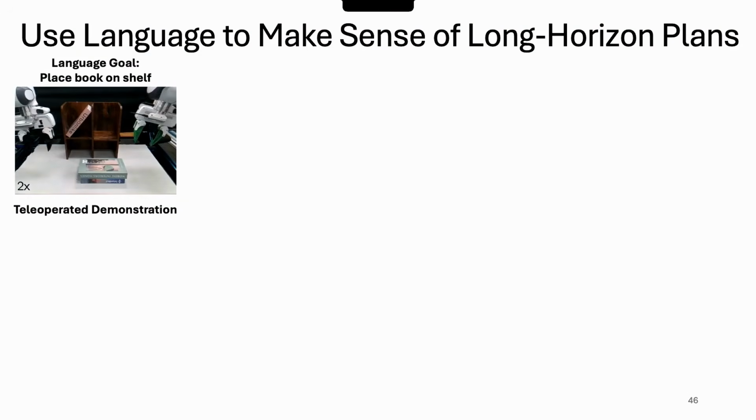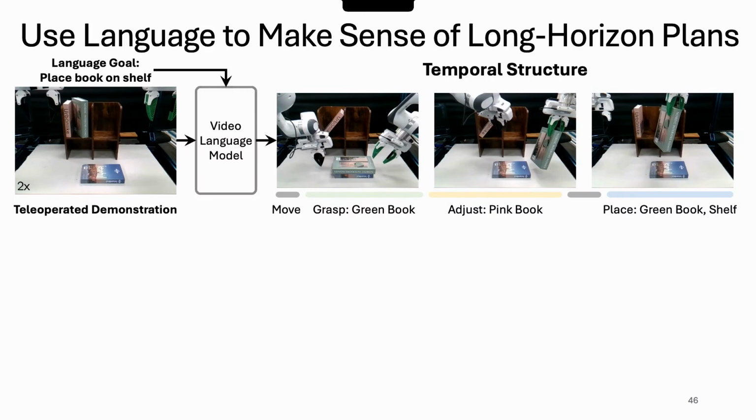The high-level idea is we want to use language to help us make sense of long-horizon plans shown in the demonstration. So again, starting from some demonstration video, the first thing we do is use video language models, back in the day Gemini, to help us segment the entire trajectory into several segments. And each segment, they will also give some action name, like this one is picking up, that one is adjust or something.